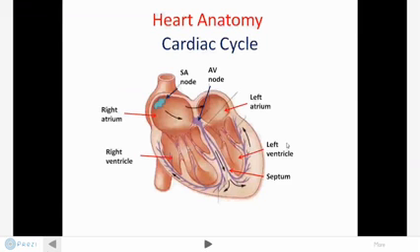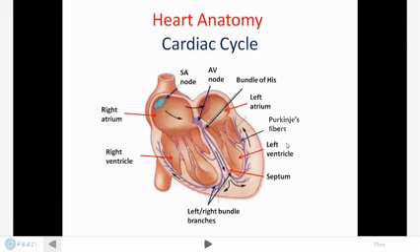Here there is a delay in the propagation of the signal to the bundle of His, which then separates into the left and right bundle branches and then to the Purkinje fibers, all surrounding the ventricles. The depolarization wave, which causes the ventricles to contract, is then followed by a repolarization wave, causing the contraction to stop.